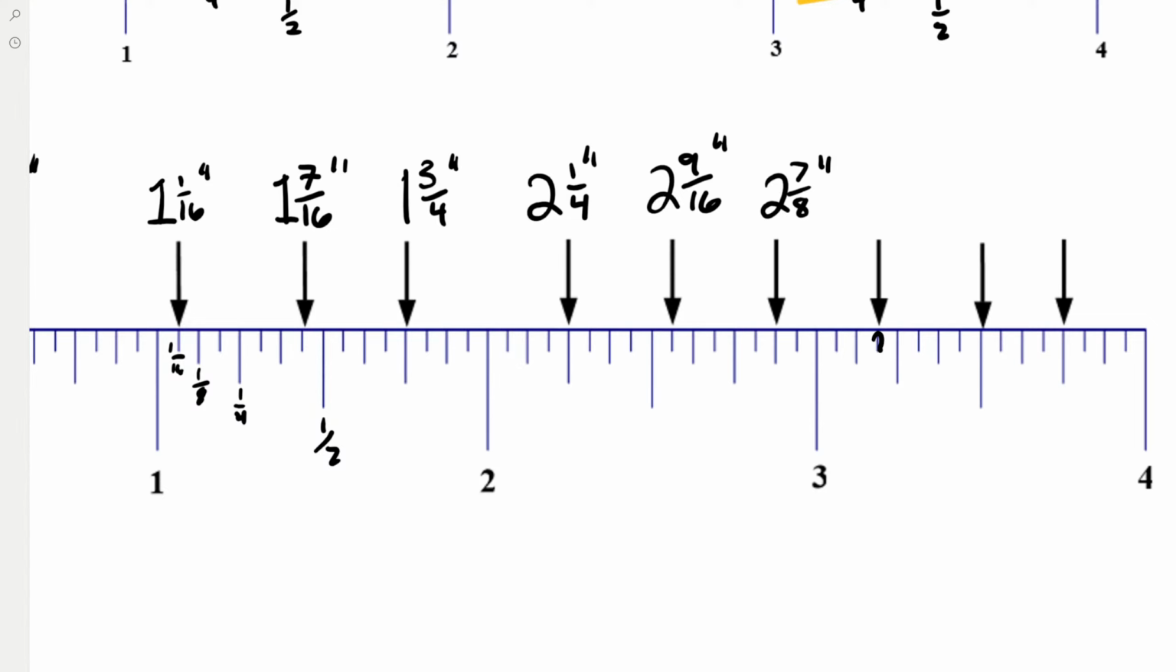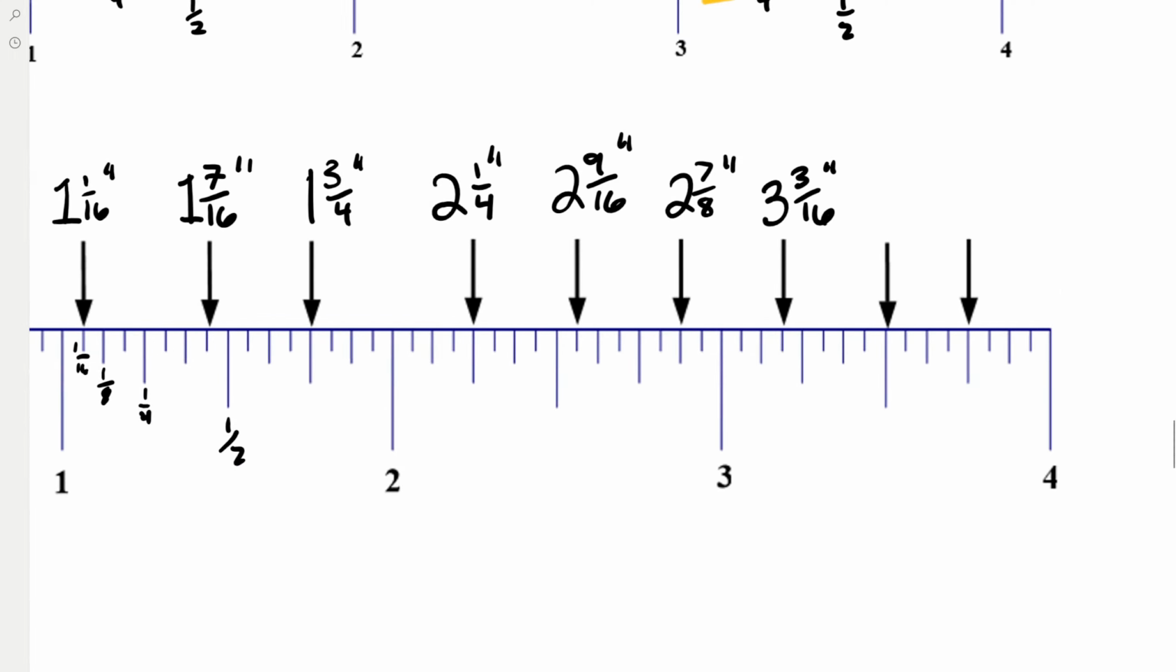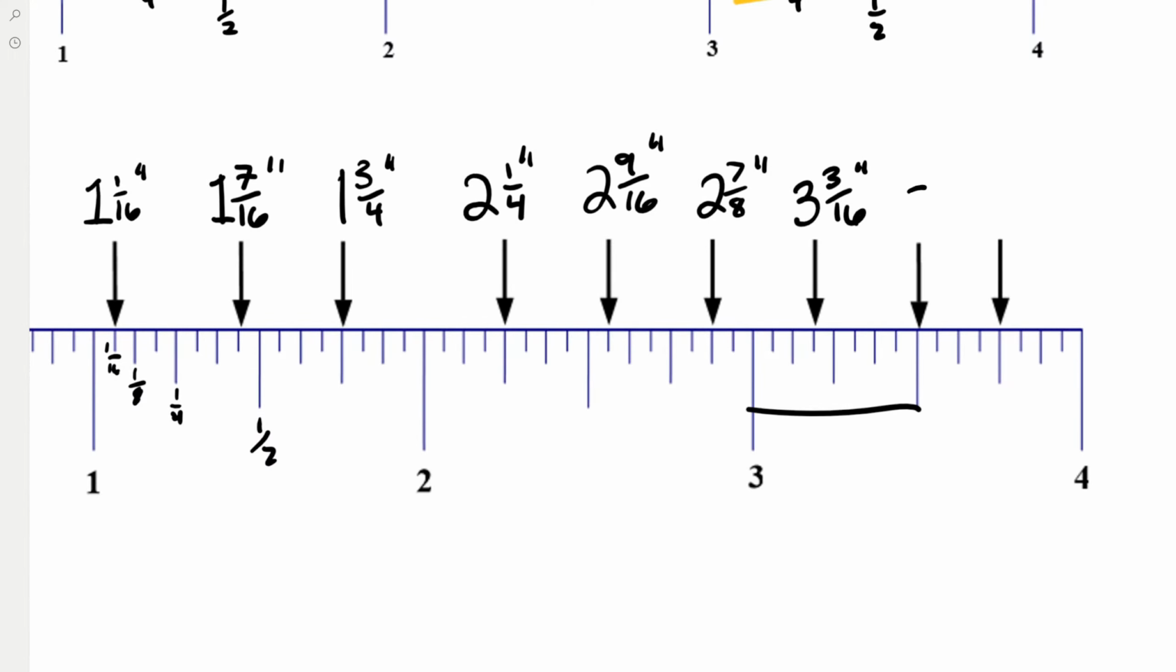We're back to having to count 16ths here. So it's going to be 3 1, 2, 3/16. This is right in the middle. We only have to count the halves. So that's 3 1/2. And I can't count halves for this last one, but I can get away with just counting quarters. 1/4, 2/4, 3/4 of the way. So 3 3/4 of an inch.